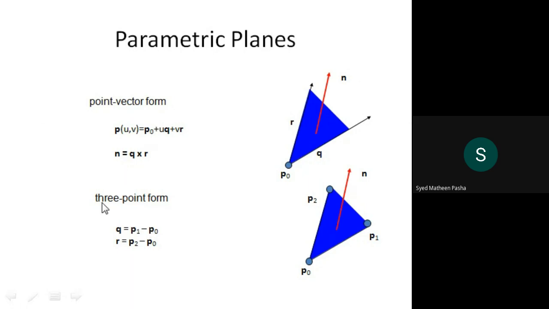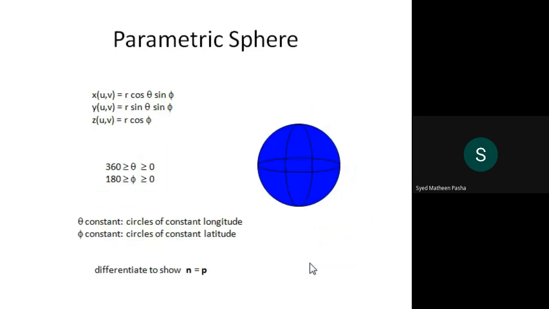Then similarly, we have the point form of a plane, which is just making subtractions. As you can see, there are 3 points here. With respect to points, I can define Q as P1 minus P naught, where R is defined as P2 minus P naught. That is the destination point with respect to the initial point. So this is how you calculate the 3-point form with respect to the parametric planes.